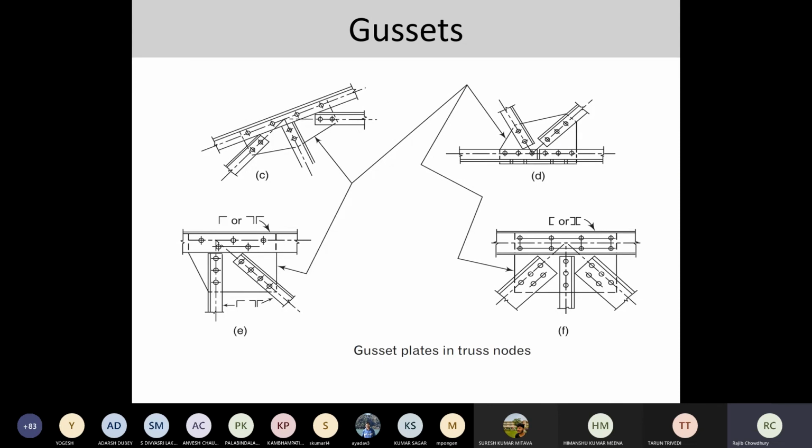Anyway, these are the different configurations of the gusset plate, wherever the members are coming together. This is, for example, one of the truss bridge configurations. This is also one of the truss bridge configurations, or a steel truss also. It can be that way.